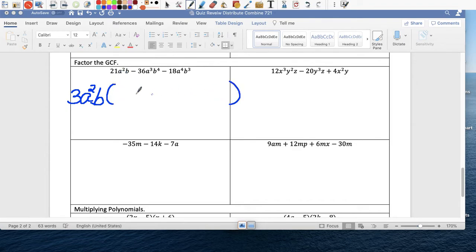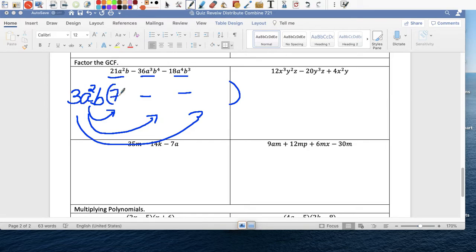So now, all you got to do is figure out what this is multiplied by, to give you these 3 terms inside. So 3 times what's 21 is going to be 7, just 7, because a squared b is already there. So again, you can check: 3 times 7 is 21, and then a squared b would be next to the 7. So that's good.